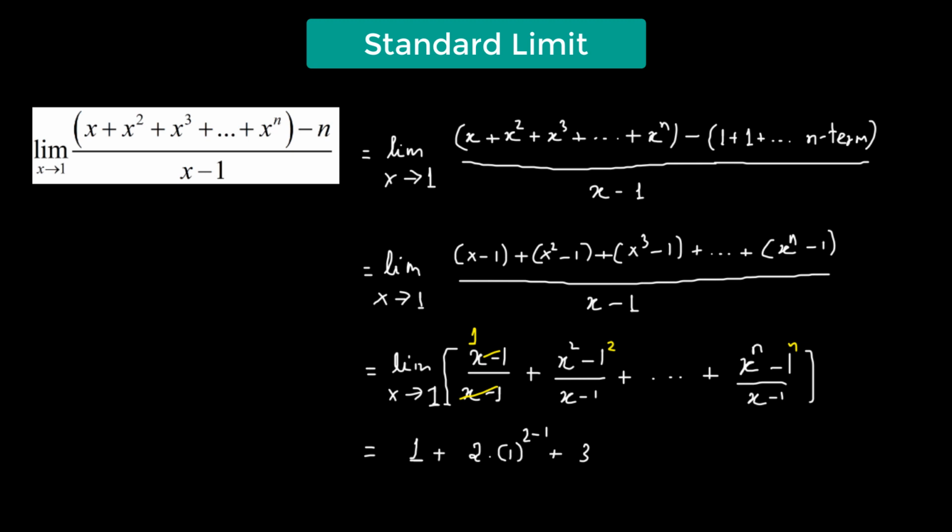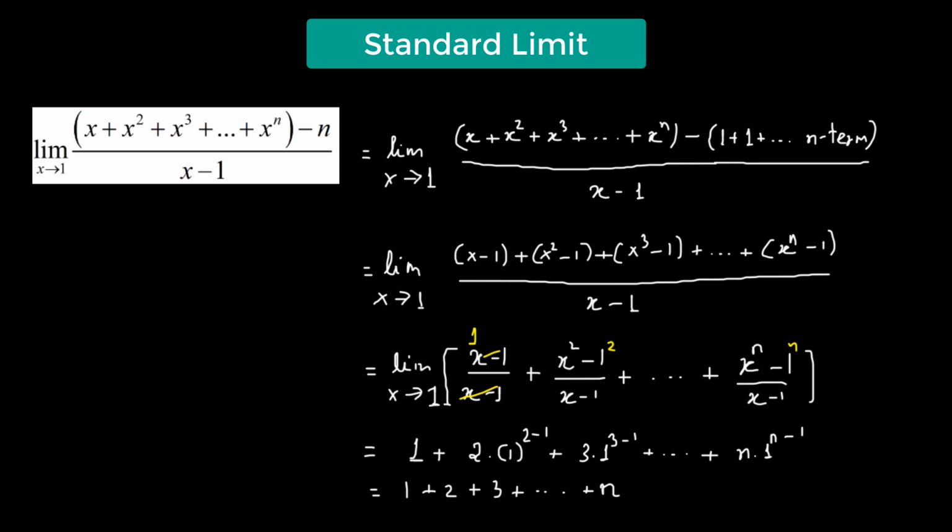The next term will be 3 multiplied to 1 raised to the power of 3 minus 1, all the way up to n multiplied to 1 raised to the power of n minus 1. So that leaves us with 1 plus 2 plus 3 plus ... plus n.